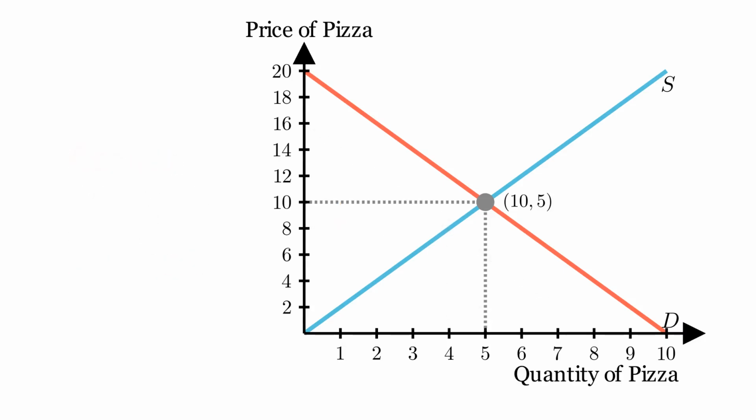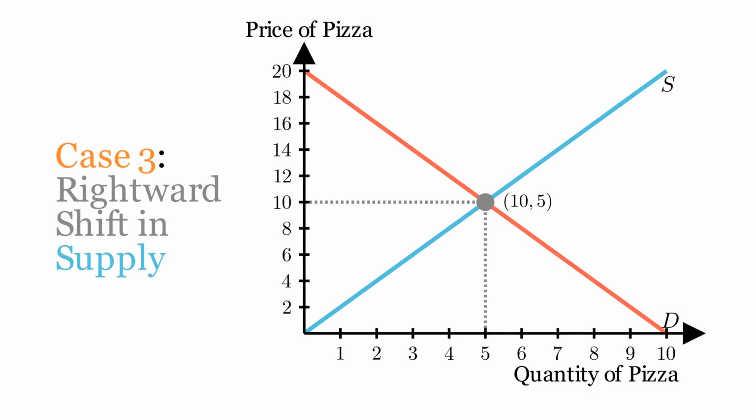Now let us see what happens to the equilibrium when the supply curve shifts. Case 3. Rightward shift in supply. Suppose there is a change in a known price factor, such as an increase in the number of sellers in the market. In this case, the supply curve will shift rightward. Because of this shift in supply, the market moves to a new equilibrium. Equilibrium price will decrease, but equilibrium quantity will increase. This point is our new equilibrium. Price decreases from 10 to 8 and the quantity increases from 5 to 6.